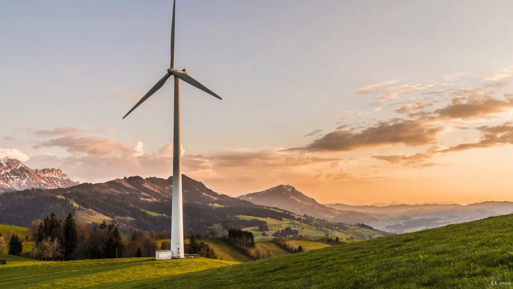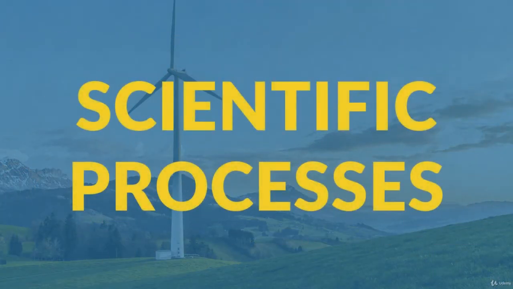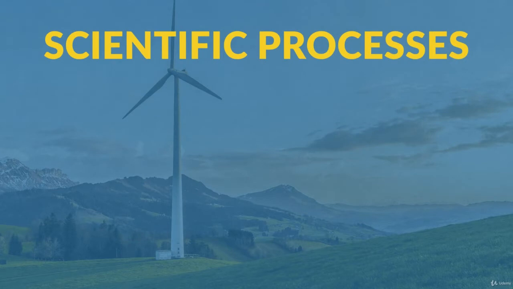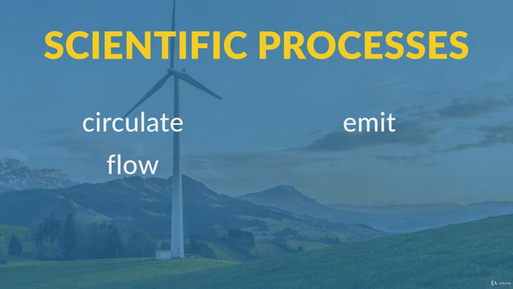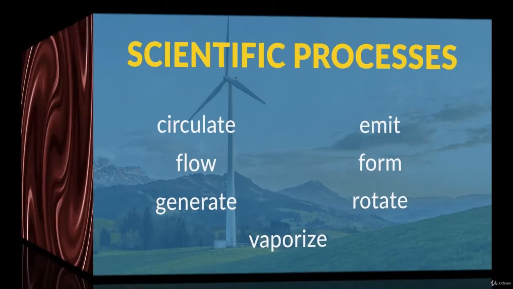In this lecture, we're going to look at 7 words connected with scientific processes. And here are the 7 words: circulate, emit, flow, form, generate, rotate, vaporize.